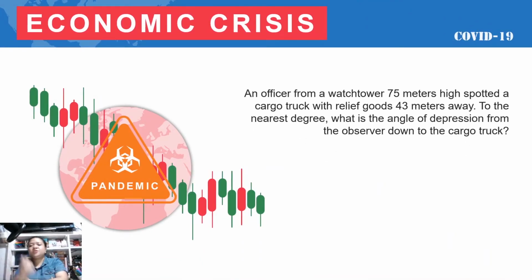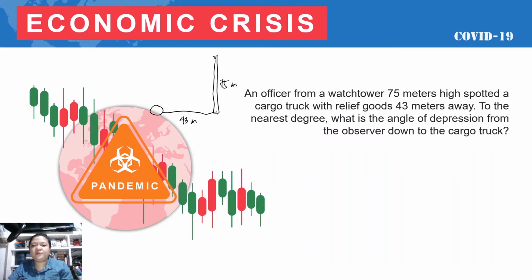An officer from a watchtower 75 meters high spotted a cargo truck with relief goods 43 meters away. To the nearest degree, what is the angle of depression from the observer down to the cargo truck? So let's draw it first. So if the watchtower is here, and the officer is standing 75 meters high, and was able to spot the cargo truck here 43 meters away. To the nearest degree, what is the angle of depression?